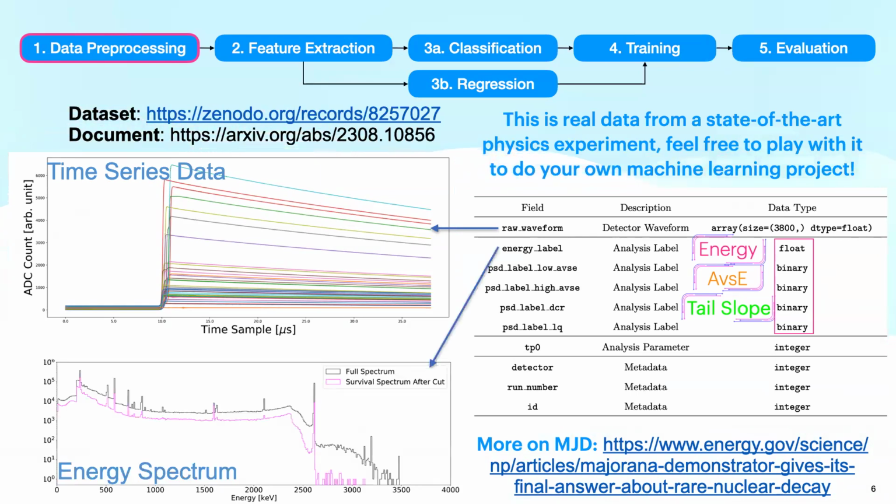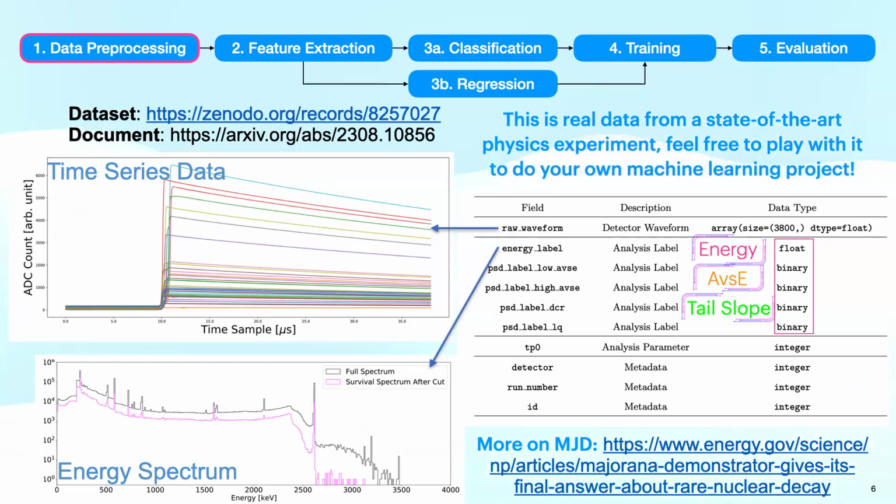So for each waveform, it contains an energy label, which tells you exactly the energy that we derive from our traditional analysis. Remember, this energy label corresponds to the energy parameter I told you how to extract on the last slide. We also have some other PSD labels, which correspond to what kind of event this is. Is it a signal, or is it a background, or is it some other type of background?